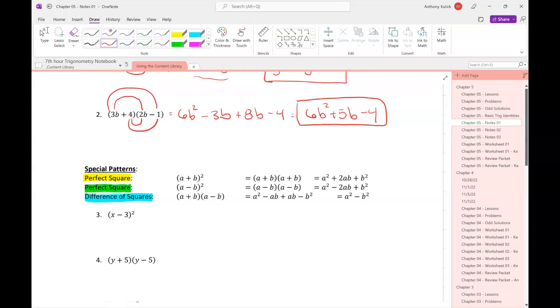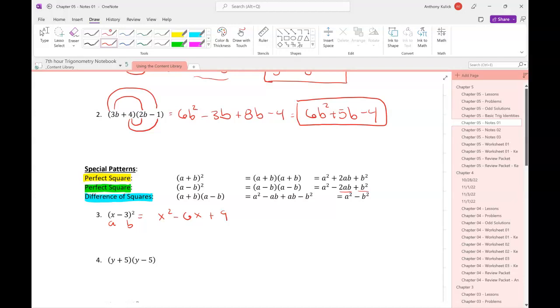So if I'm looking at this first one, which of the three multiplication patterns can I use there? Yellow, green, or blue? Green. So that says here that my a is x and my b is 3. So I'm going to have x squared minus 2 times x times 3, 6x, plus 3 squared. Everybody's okay with how I did that?